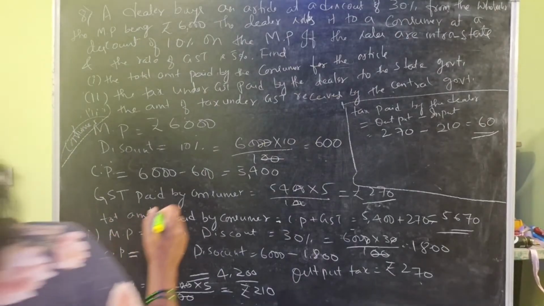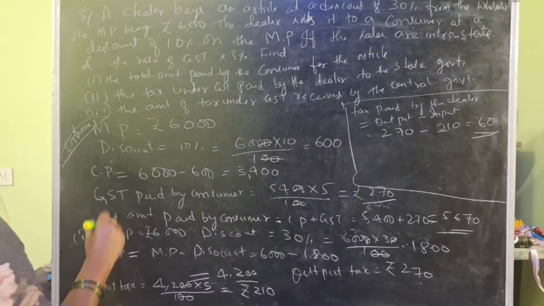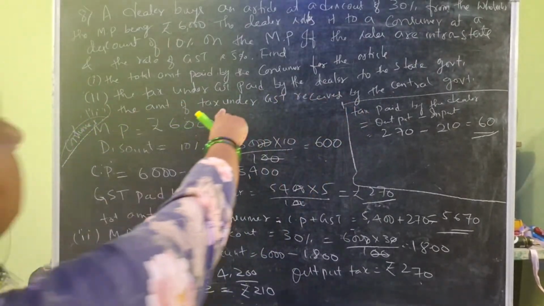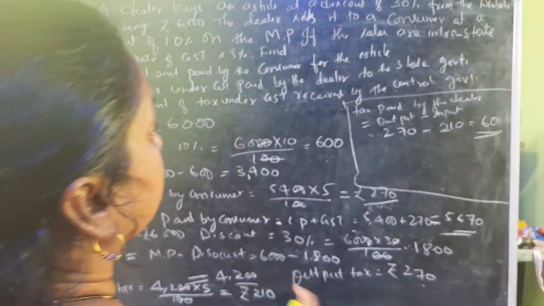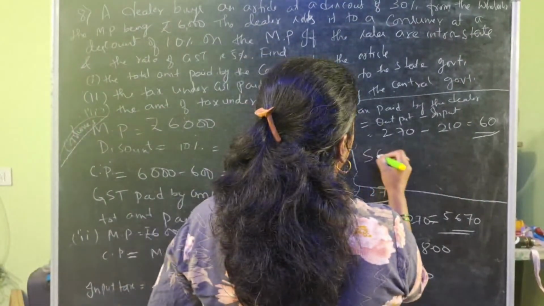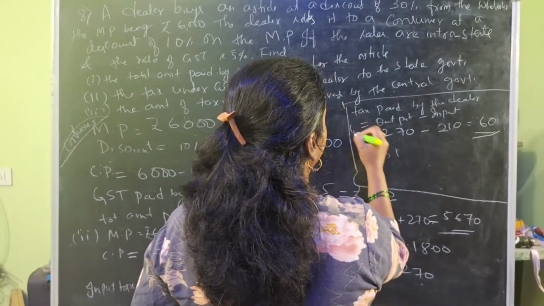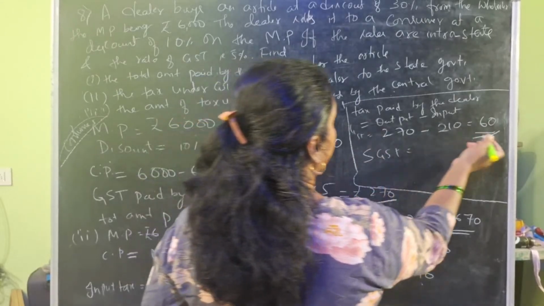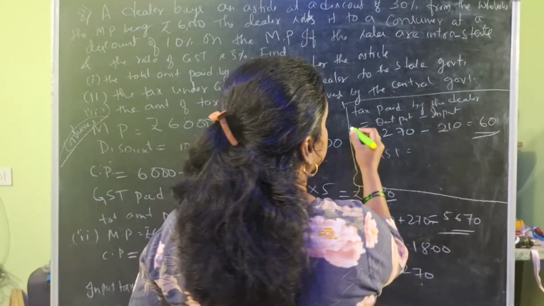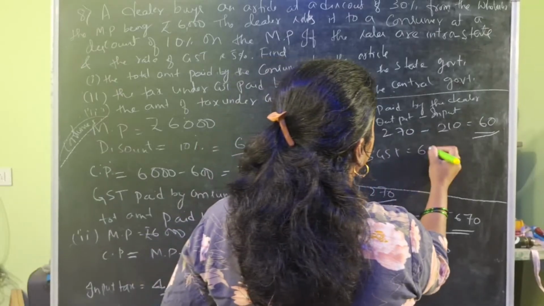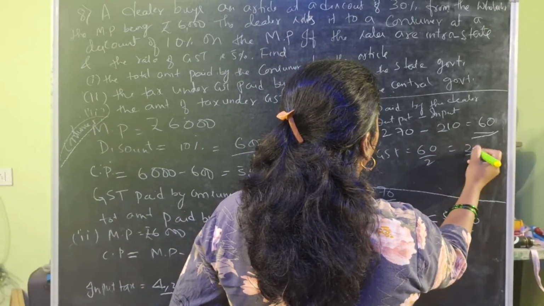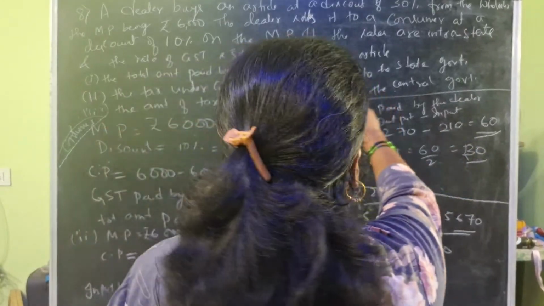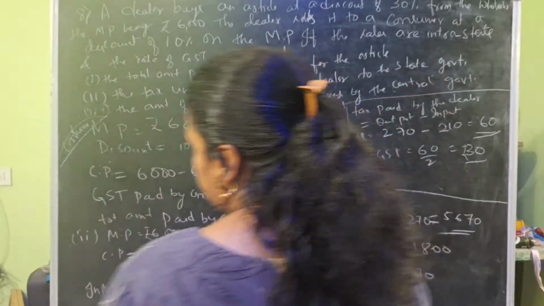Again, here we have to find the tax under GST paid by the dealer to the state government, that is SGST. So this is the GST amount. To find the SGST, it is equal to half of GST, that is 60 divided by 2, which is equal to 30. So 30 is the tax paid by the dealer to the state government.